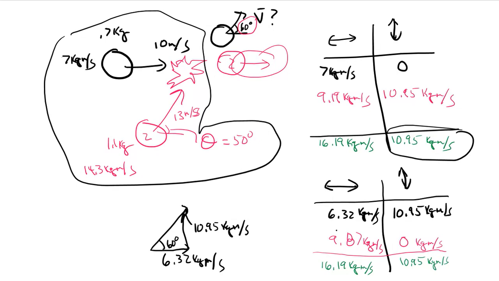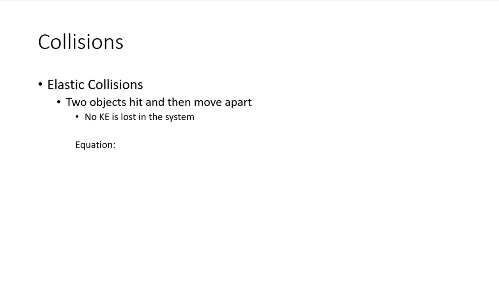All right, our next type of collision and our last type of collision is an elastic collision. Two objects hit and move apart, but this is a situation where no kinetic energy is lost in the system, which means there's no sound, there's no heat, there's no work being done. This is a collision that we haven't seen probably with our own eyes. Every collision that we see makes some sound, makes some heat, makes some work, something happens in there where it loses kinetic energy.